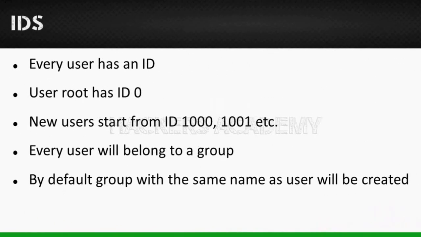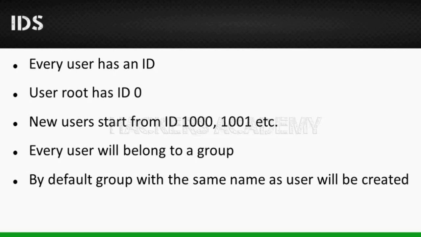In Linux, every user has an ID. The root has an ID of 0. And when you create new users, the IDs start from 1000. So the first new user you create, the ID would be 1000. The second user, the ID would be 1001, and so on.